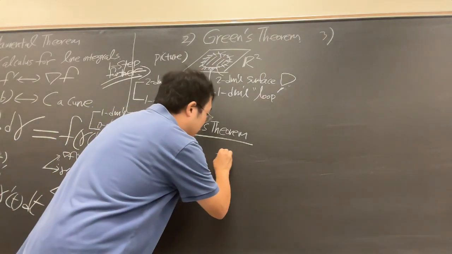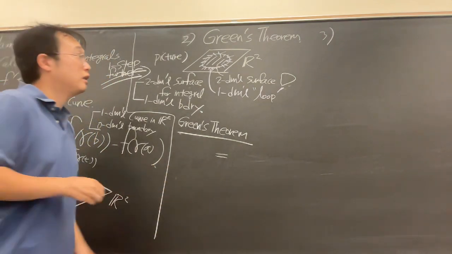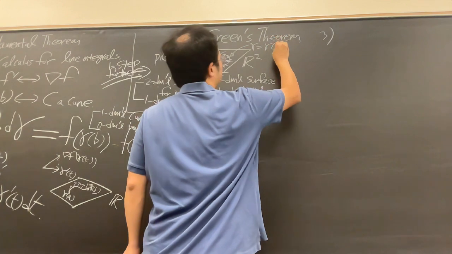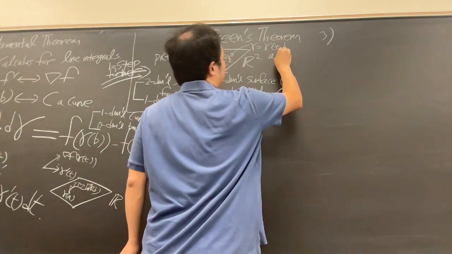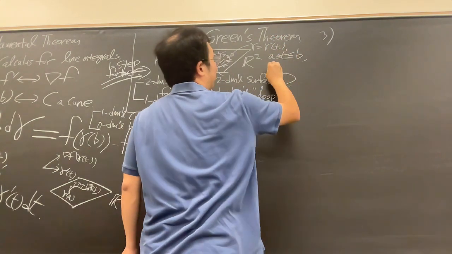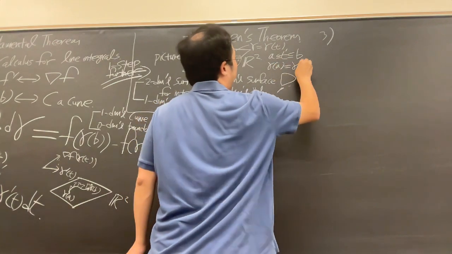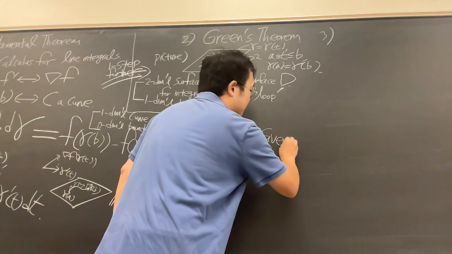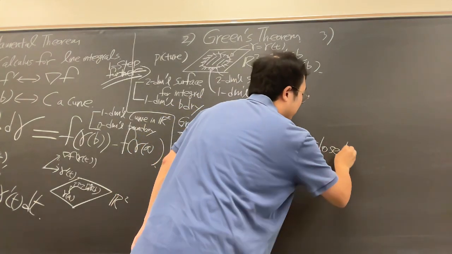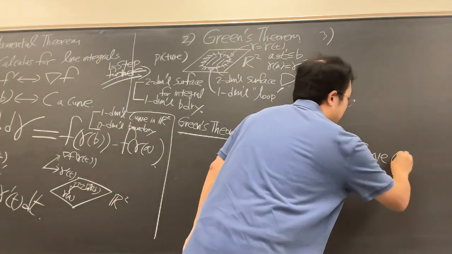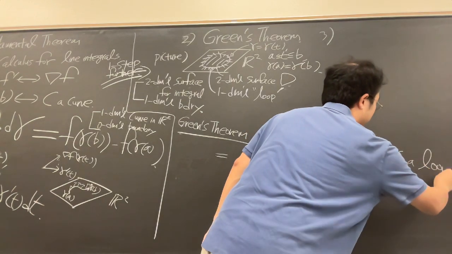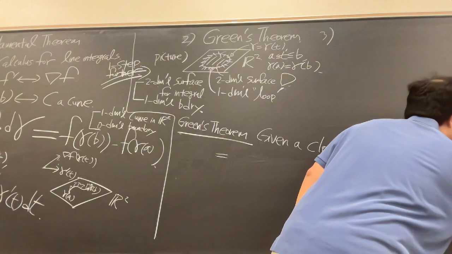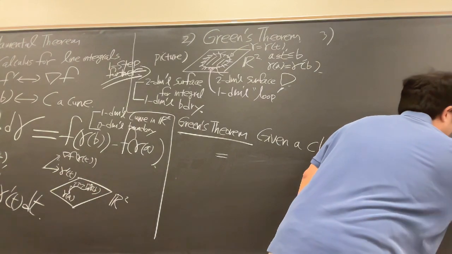So let me write down the right-hand side first. If you write down the curve gamma, gamma(t), parameterized from A to B, as we say this is a curve. Let me say, given a closed curve, you can say simply a loop, gamma from A to B.